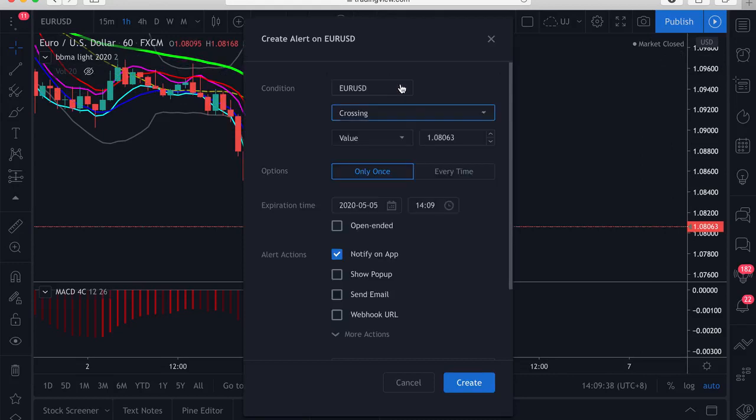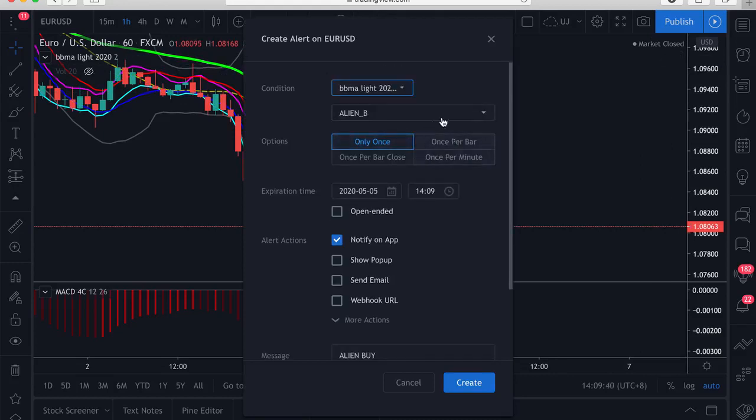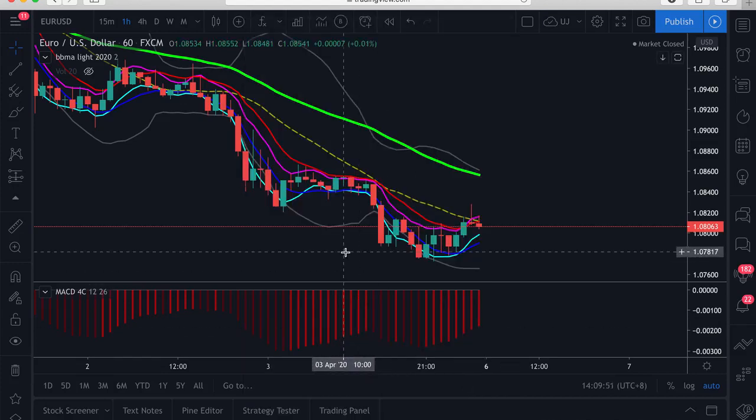So what we're going to do is use our custom indicator, CSM buy, and also remind ourselves to check for EMA 50. Okay, next one.